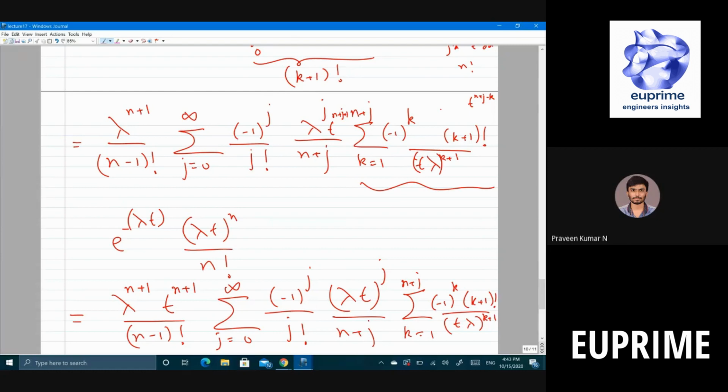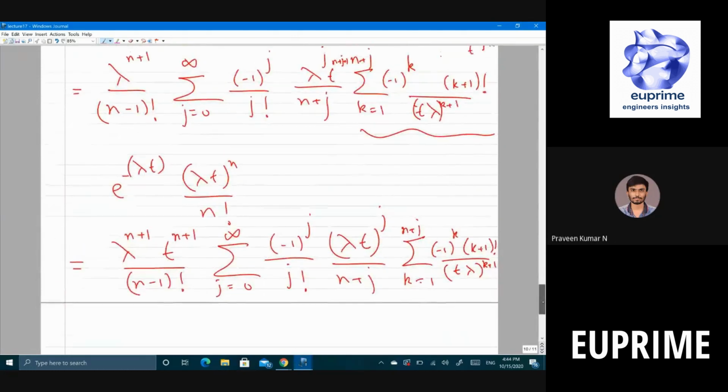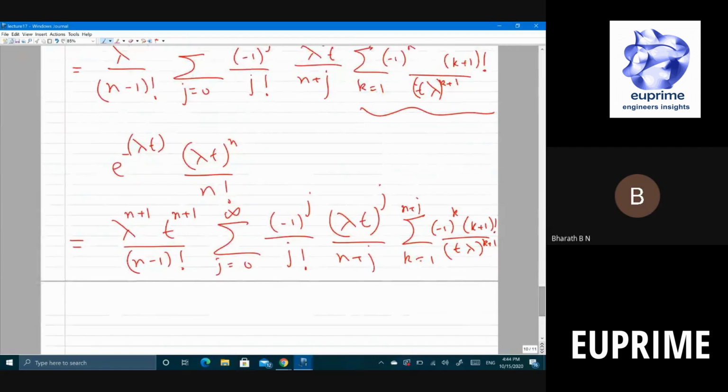We can also remove t lambda from this last summation. And it will cancel lambda and t power n. Yes, you are right. Lambda t power n, okay. So you have lambda t power n. I can write this n minus 1 factorial as n factorial over n here.